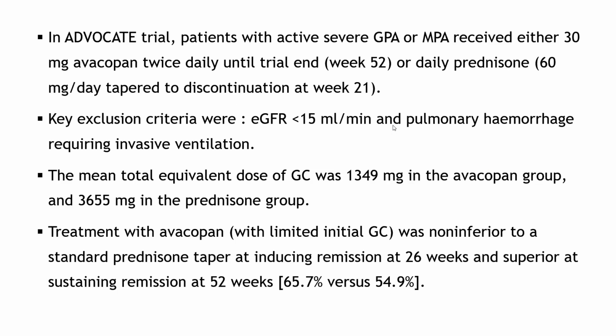In the ADVOCATE trial, patients with active severe GPA or MPA received either 30 mg Avacopan twice daily until trial end, or daily prednisone 60 mg per day tapered to discontinuation at week 21. The key exclusion criteria were eGFR less than 15 ml per minute and pulmonary hemorrhage requiring invasive ventilation. This means that in those patients we have not tested Avacopan.